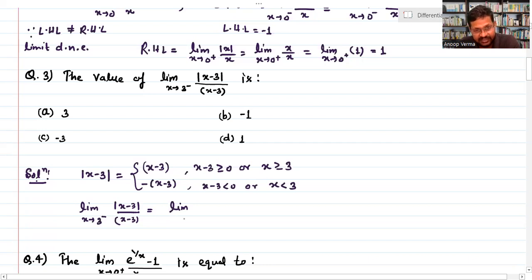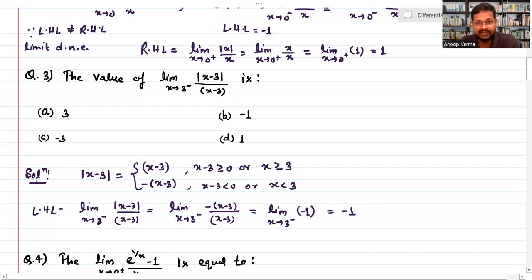So this is x tending to 3 minus, it will be opened as negative times x minus 3 divided upon x minus 3. So when you cancel it out, you will get the limit when x tending to 3 minus of minus 1, and this limit will be minus 1. So here we are calculating the left hand limit for this function, and that will be equal to minus 1. So this is your correct answer. Option B is the correct answer.